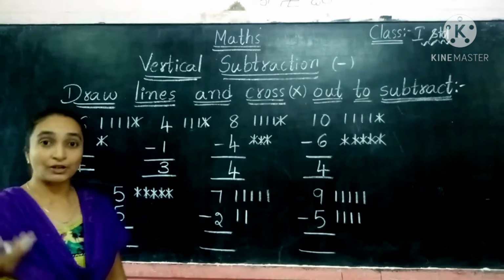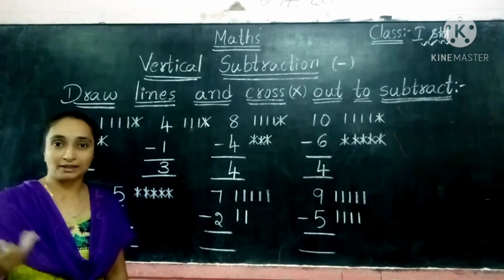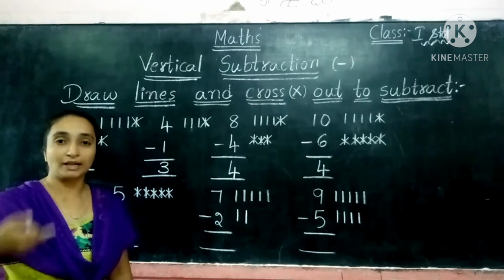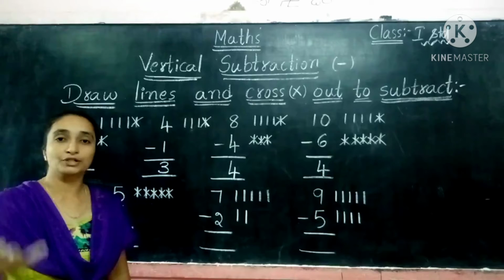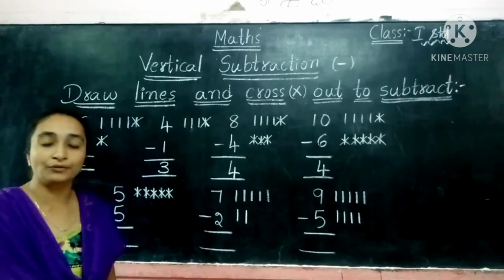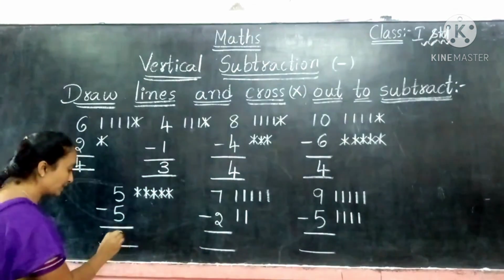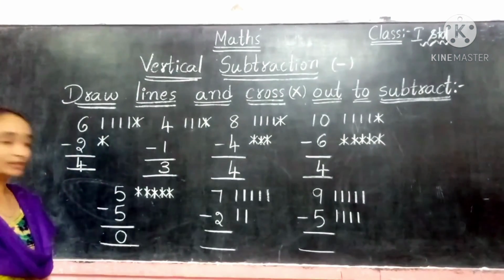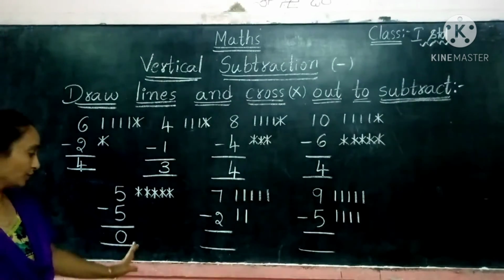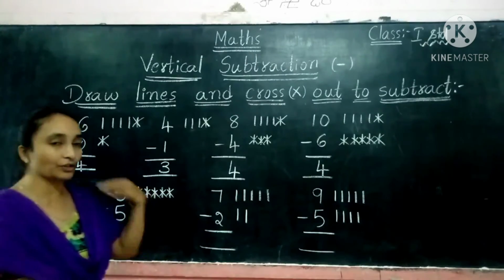So in the previous class we have already learned that property: if you subtract the same number from itself, then what will be the answer? 0. So here, the same number, if you subtract 5 minus 5, it is 0. So here we have completed, children. The next one you can do.